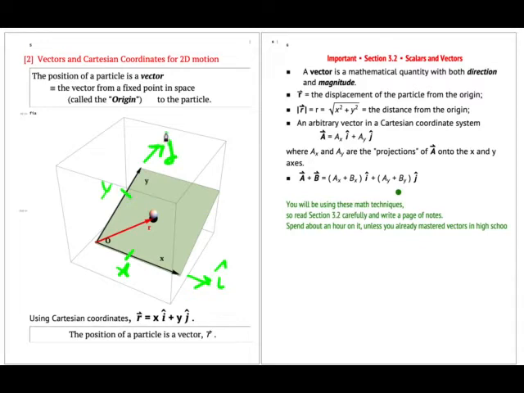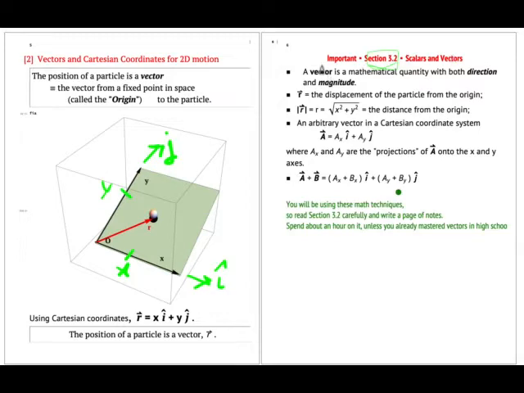And now you should read the book to review vectors. If I take x i hat plus y j hat, I get r. That's how you add vectors. You take the first vector, then you take the second vector, put the tail of the second vector on the head of the first vector, and then the sum is the tail of the first vector to the head of the second vector. So I have x i hat plus y j hat is equal to r. So study section 2, which is called scalars and vectors.